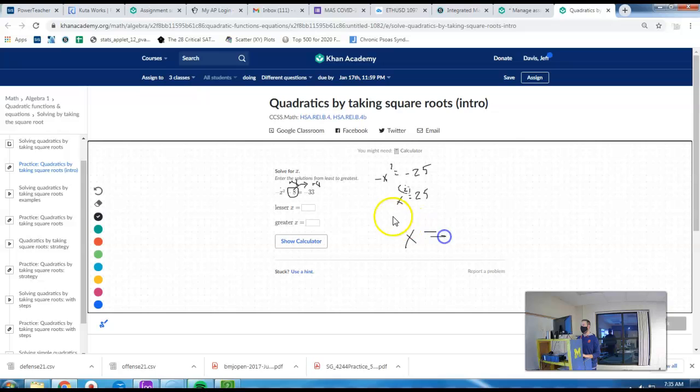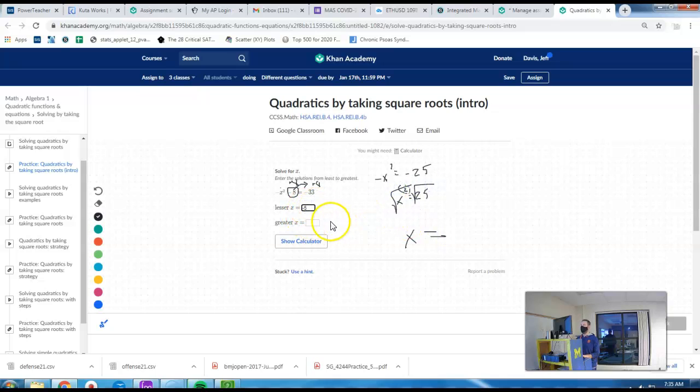So if I take the square root of both sides, remember the square roots of 25 are negative 5 and positive 5. There's 2 answers. It helps if there's 2 boxes there. It'll kind of remind you.